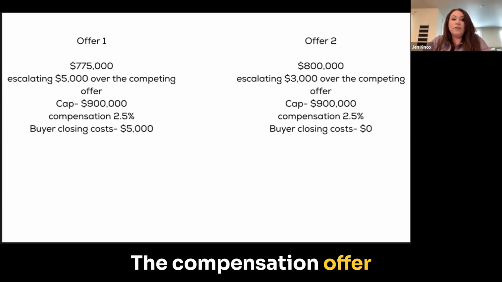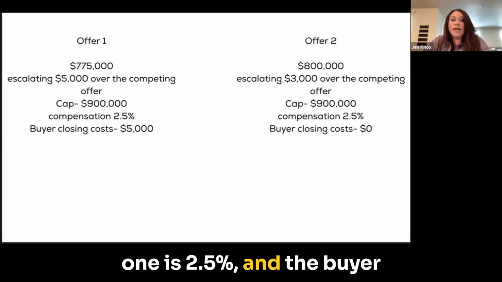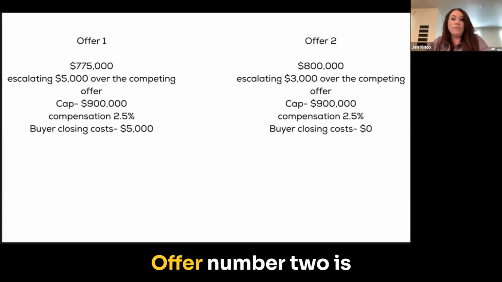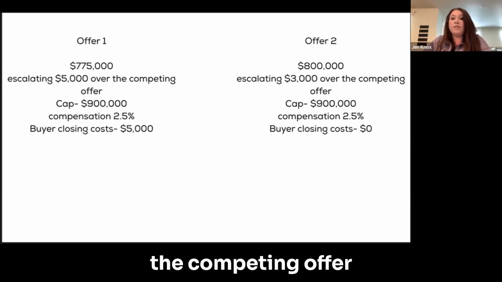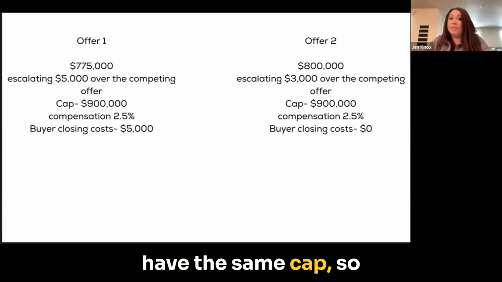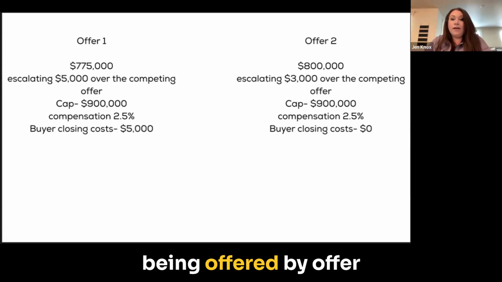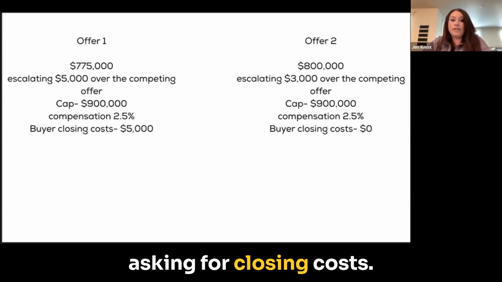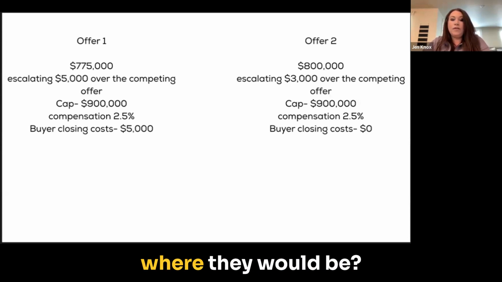The compensation offer from the seller to the buyer's agent in offer one is 2.5%. And the buyer is going to be asking for $5,000 in closing costs. Offer number two is going to start at $800,000, escalating $3,000 over the competing offer with a cap of $900,000. Now, both of these offers have the same cap. So how do you know which one is the better offer? The compensation amount being offered by offer two is the same as offer one, but the buyer is not asking for closing costs. So how do we input these things to see where they would be?